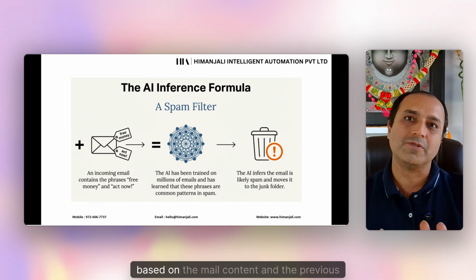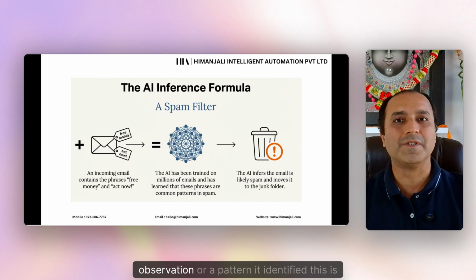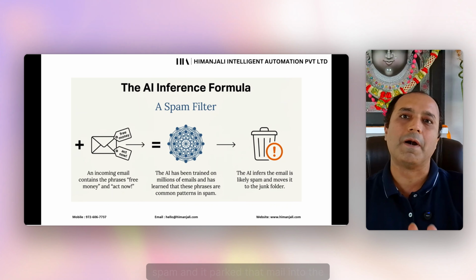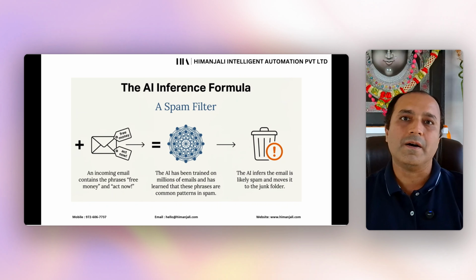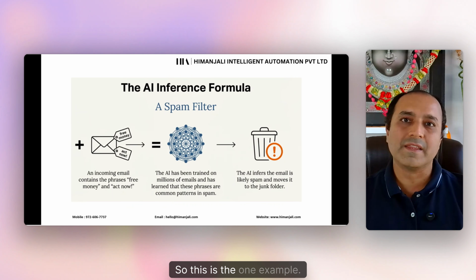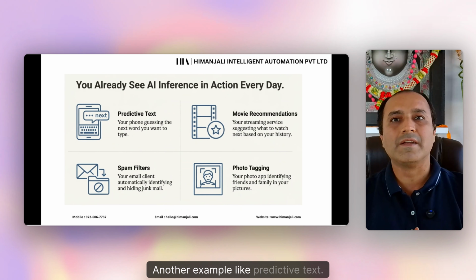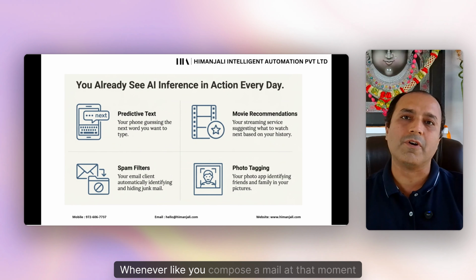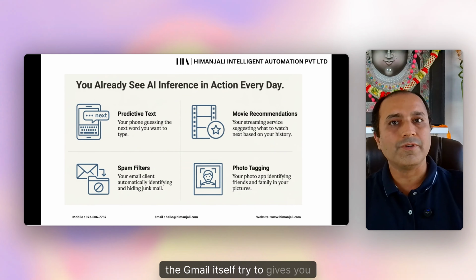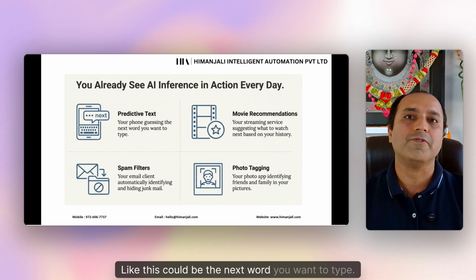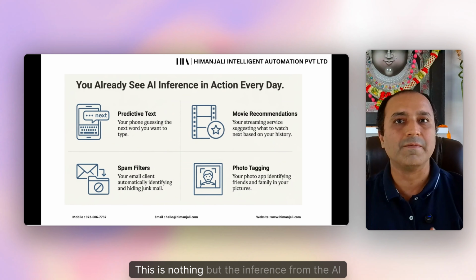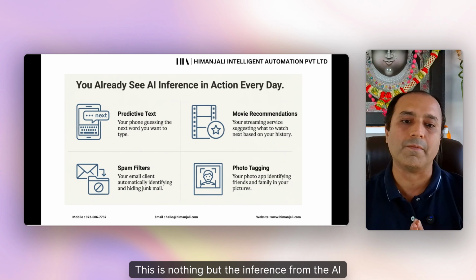Based on the mail content and the previous observations or patterns, it identifies this as spam and parks that mail into the spam box or bin box. So this is one example. Another example is predictive text. Whenever you compose a mail, Gmail itself tries to give you a few predictive texts, like this could be the next word you want to type. This is nothing but inference from the AI model.